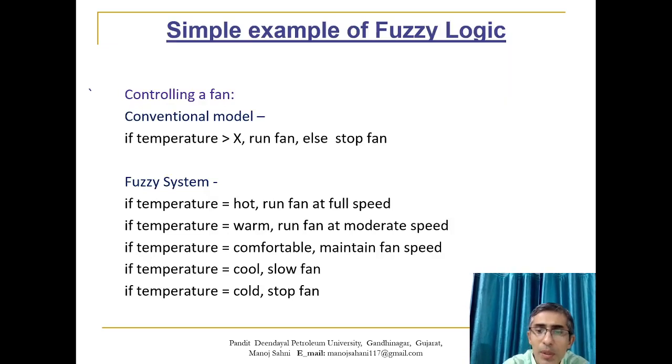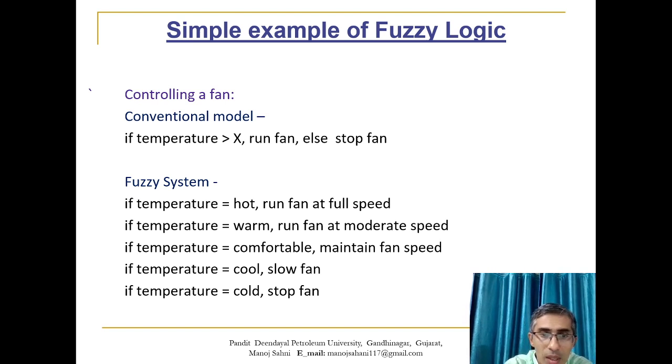A very simple example to help you understand how fuzzy logic works in artificial intelligence. In the conventional model for controlling a fan, if the temperature is greater than X, then the fan should run, otherwise we stop the fan. So there are only two ways, on and off.